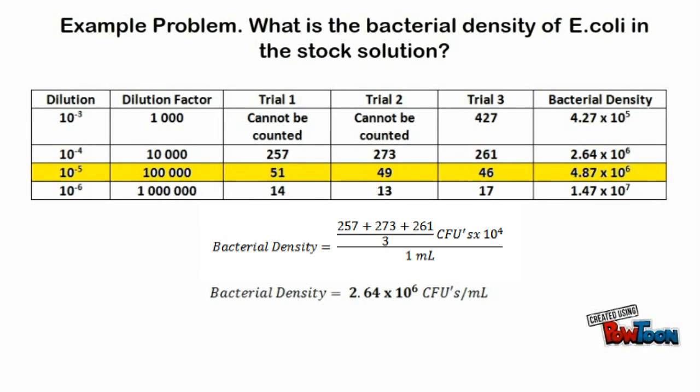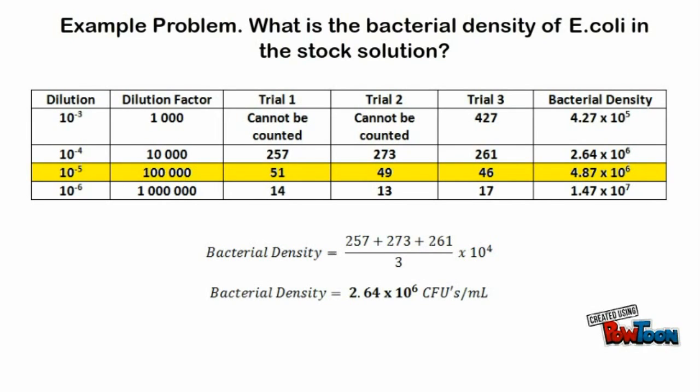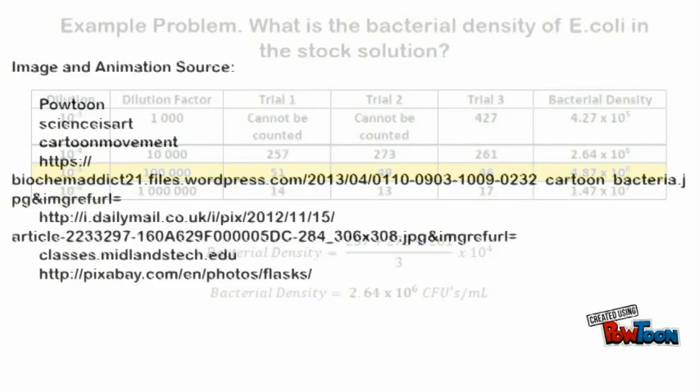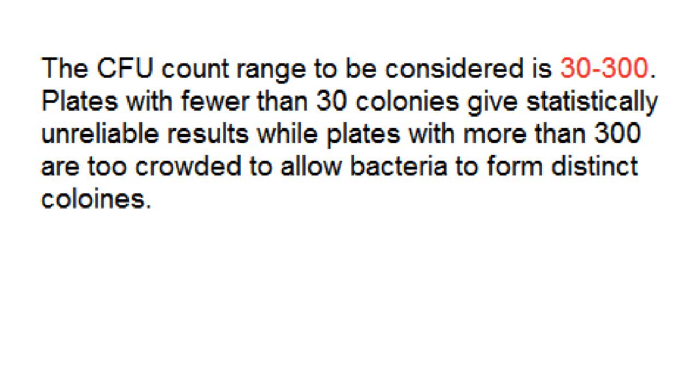However, in this example problem, the second largest density is chosen because the number of CFUs in the last dilution is less than 30. Remember that when the number of CFUs is less than 30, the result may be subjected to errors, especially when the solution becomes contaminated.